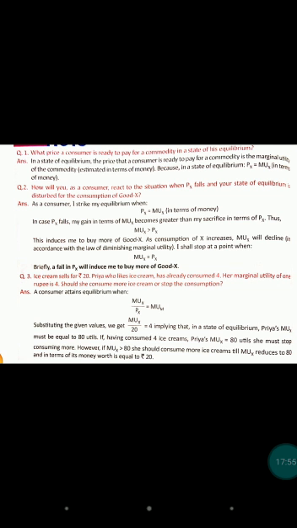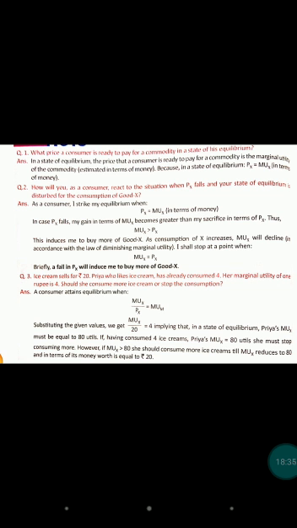Now moving to next question. How will you as a consumer react to a situation? अगर आप consumer हैं तो आप कैसे react करेंगे? When PX falls, when price of any commodity falls and state of equilibrium is disturbed for consumption of good X. Simply, if price of commodity X or any commodity falls, then we are going to consume more. If we are going to consume more, then our satisfaction goes down. If our satisfaction goes down, so we will consume to that point where our MUX equals PX.